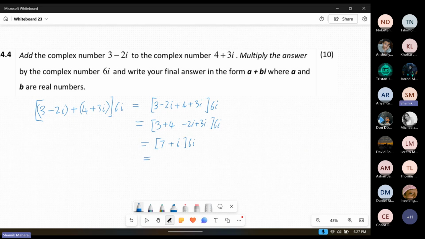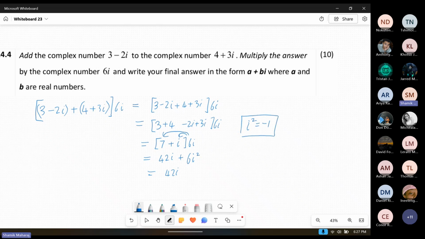Okay, so from here we can use FOIL, or is that what we call it? Yeah, to distribute the 6i into the bracket. So the 6 times 7 is going to give us 42, and there's still an i there, so 42i. That's that part. Then distributing here, we will get 6i squared because there are two i's. Remember, i squared is the same as -1.